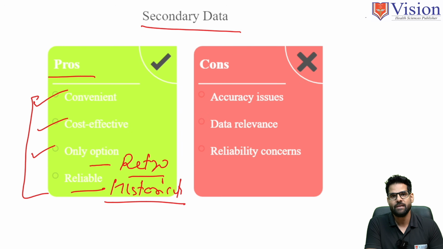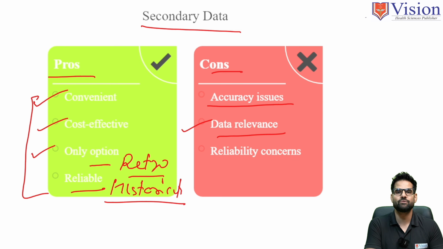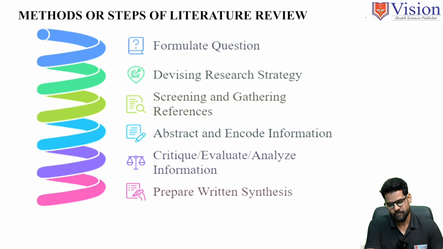So when secondary data is being taken, what are the cons? Accuracy is an issue, because there are always chances of error if somebody else is writing someone else's work. Data relevancy could be a problem. Sometimes irrelevant things are given there, and to find one or two relevant points, you have to read a lot. And reliability is also an important concern we have there.